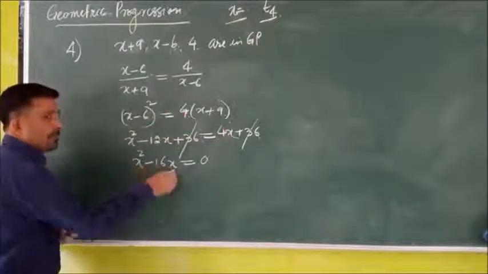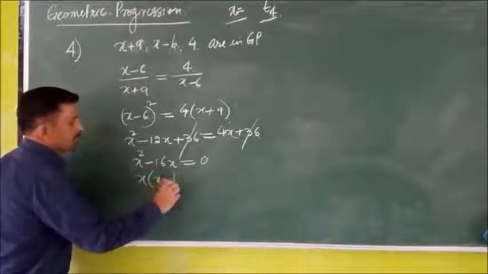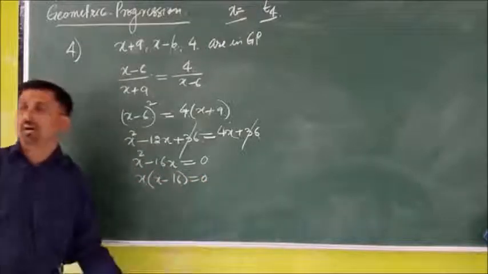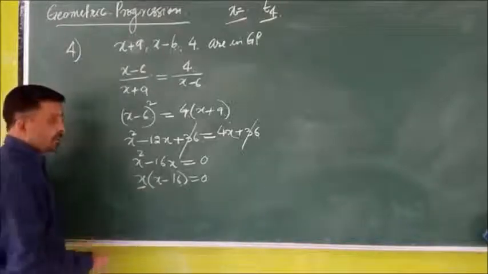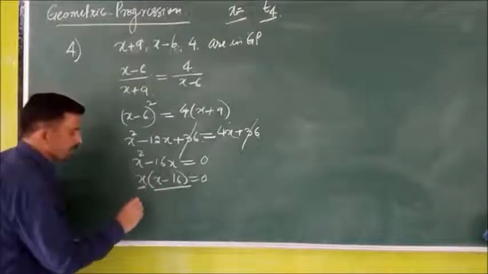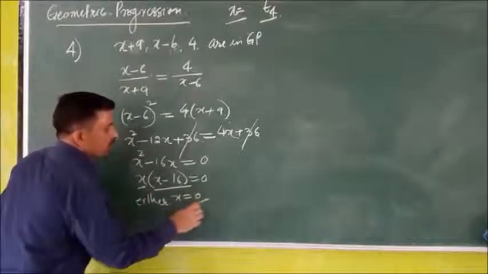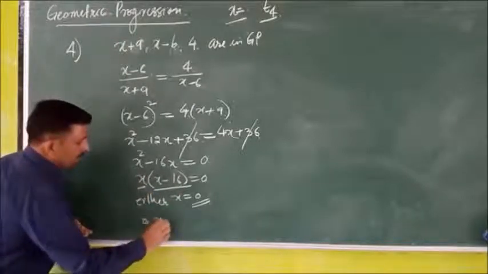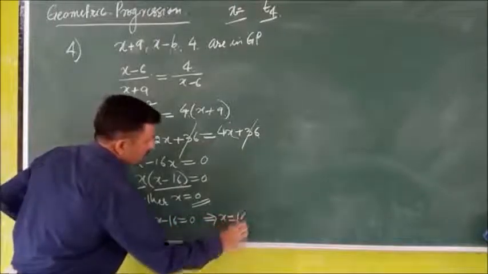The common factor of these two terms is x. So x out, and then (x minus 16) is equal to 0. Now this quadratic equation is factorized. We can get the solution for x. One solution you will get from this factor, and another from the other factor. So either x is equal to 0, you got one answer straight away, or x minus 16 is equal to 0, which implies x is equal to 16.